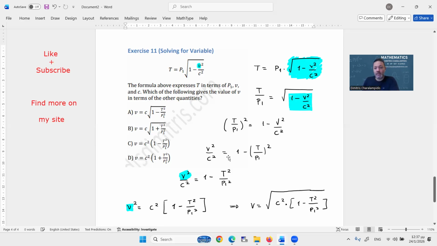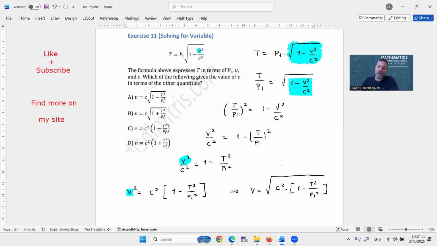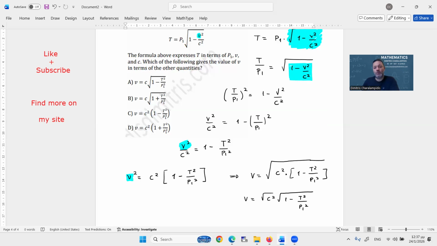I do see that C is not, in the suggested answers, inside the root. So I will use that property of roots that says that I can break it down, which finally leads to v being equal to c times root of 1 minus t squared over p1 squared. And this means that the right answer here would be C. You are strongly advised to do that again.